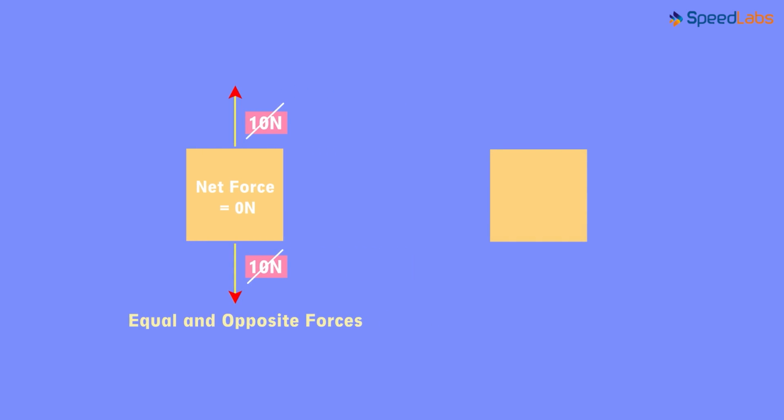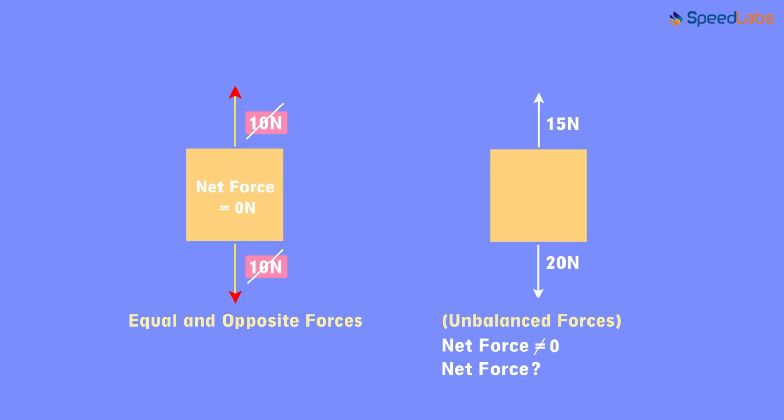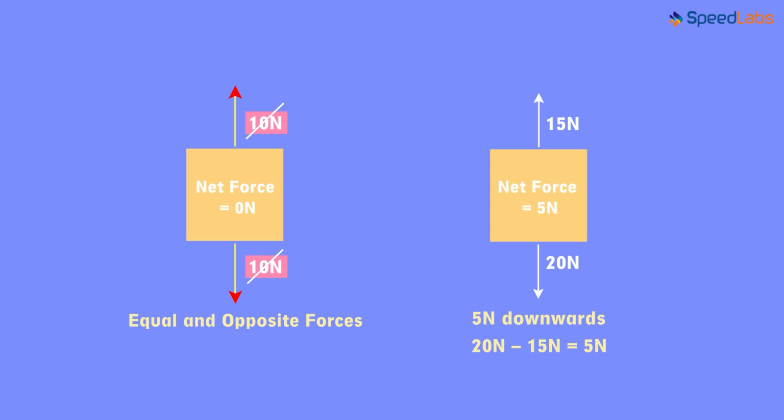Now look at the second object. There is a 15 newton force acting on it in the upward direction and a 20 newton force acting on it in the downward direction. Are the forces balanced here? No, they're unbalanced because they don't cancel each other out. The net force here will not be 0. Can you guess what the net force will be here? Yes, it will be 5 newtons downwards. 20 minus 15 is 5, and as the downward force is more in magnitude, the net force will be 5 newtons downwards. That's where the object will move, downwards.